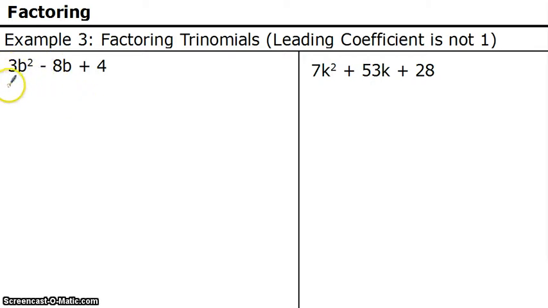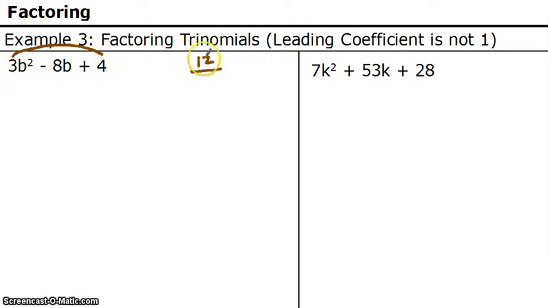out as a GCF. Well, that's not going to happen here because if you look at the 8 in the middle and even the 4, neither of those are divisible by 3. So we can't just take out a 3 because these two are not also divisible by 3. So the way we handle this is we multiply the first number times the last number. 3 times 4 is 12.